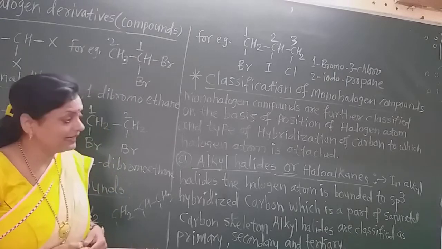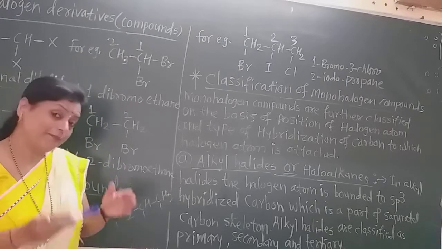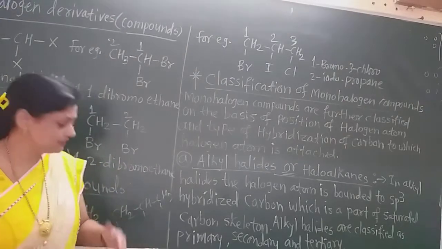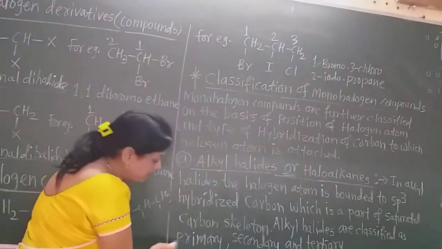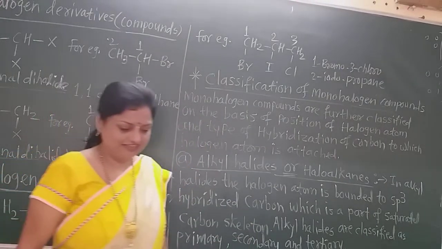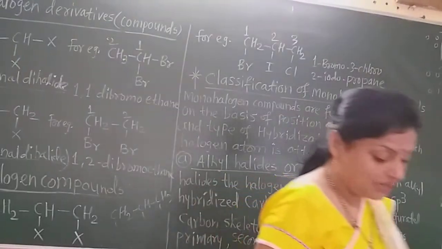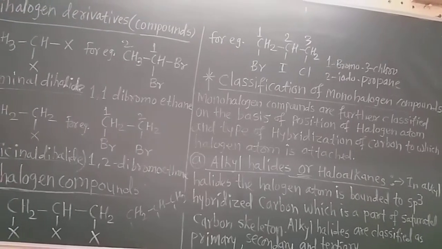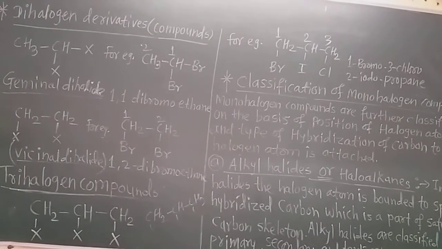So alkyl halides are classified on the basis of this sp3 hybridization. They are again classified as primary alkyl halides, secondary alkyl halides and tertiary alkyl halides. Now let us see the examples of all these primary, secondary and tertiary alkyl halides, students. This is very interesting. You can take a screenshot and write down your notes in beautiful handwriting.